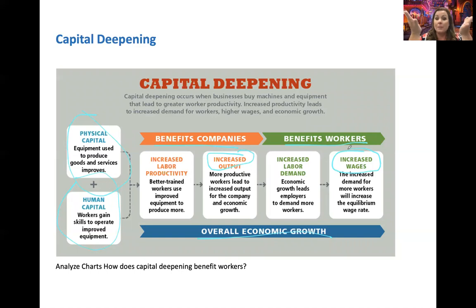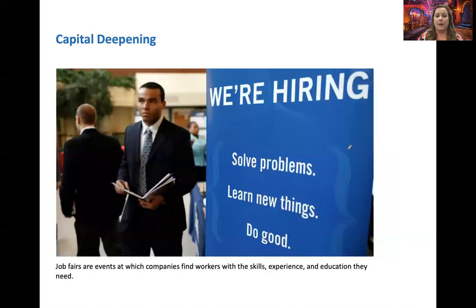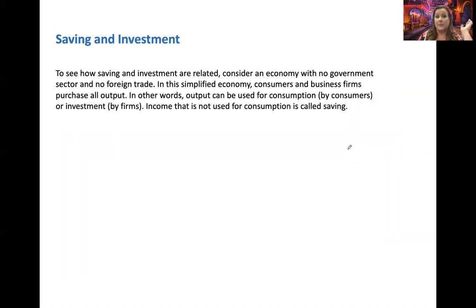So we want people to do capital deepening. We want this to happen. It's very obvious. We need companies investing in capital deepening. That takes us to our next one, okay? Job fairs. This is where people find employees with the skills, okay?